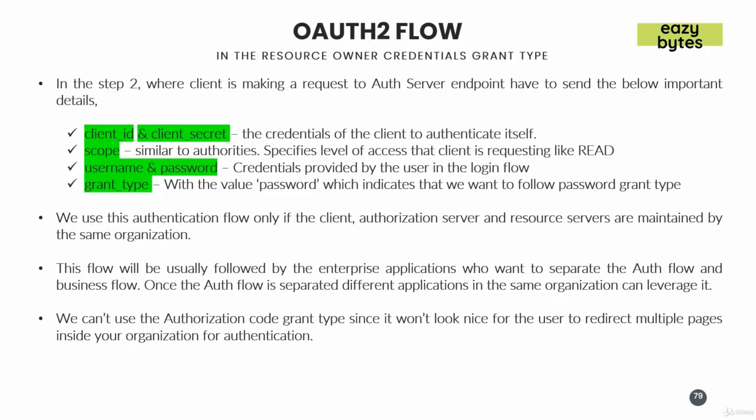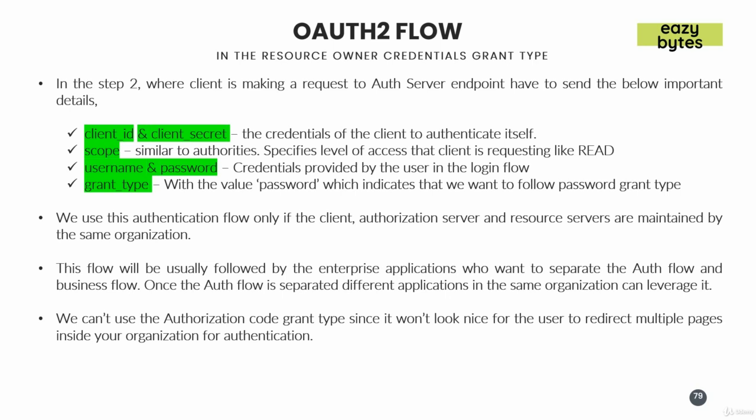As you can see, in step 2, where we make a request to the authorization server for generating an access token, the client has to generate a request with the following parameters. One is the client ID and client secret, which belong to the application we are trying to log in to, whether it's the loans application, cards application, or accounts application. Every application will have a different client ID and client secret, which the auth server uses to identify from which client it is getting the request, and which can also be used for auditing purposes. Next is the scope, similar to authorities.